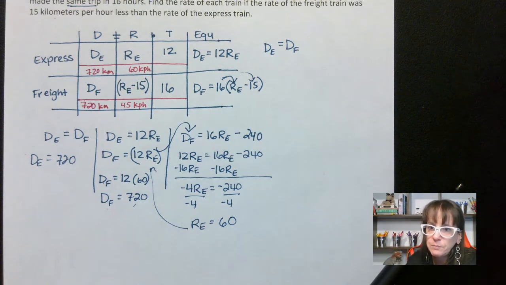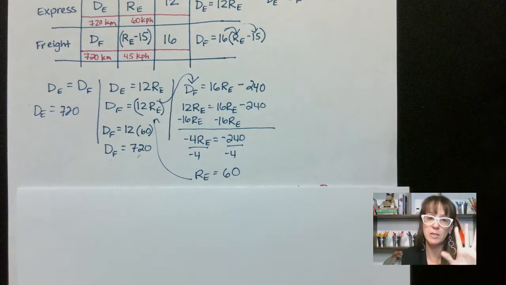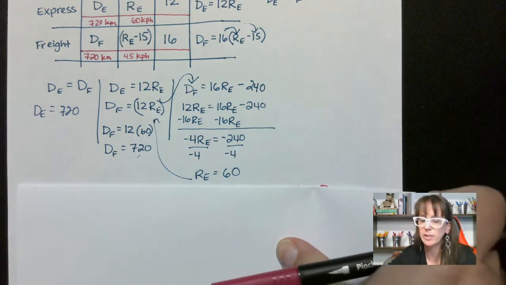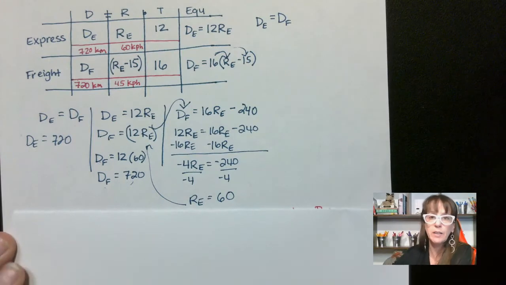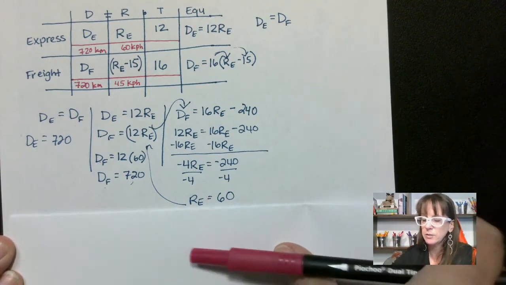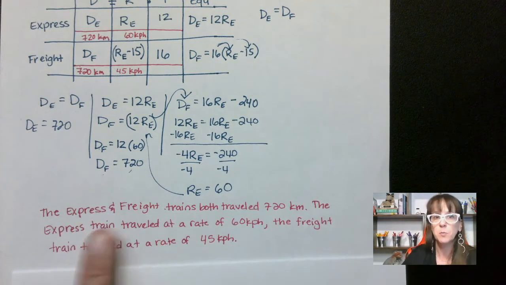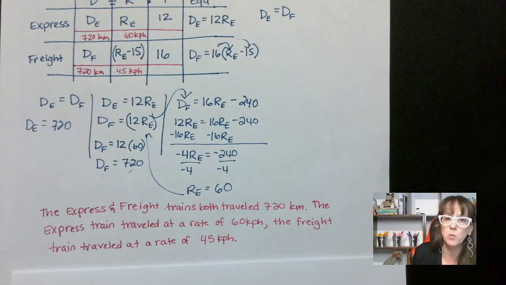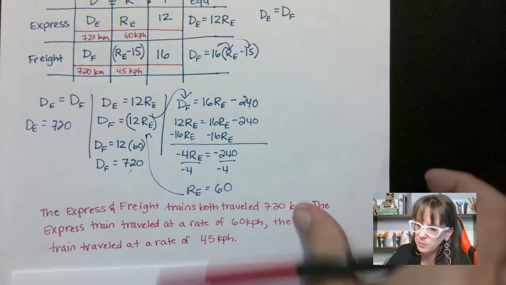Okay, so I paused the video so that you didn't have to see me write a whole sentence, but I do think that it's vitally important that when you're doing these distance, rate, and time problems, you write your answer out completely. And so what that would look like is we would take the information from our box up here and say, the express and freight trains both traveled 720 kilometers. The express train traveled at a rate of 60 kilometers per hour. The freight train traveled at a rate of 45 kilometers per hour.